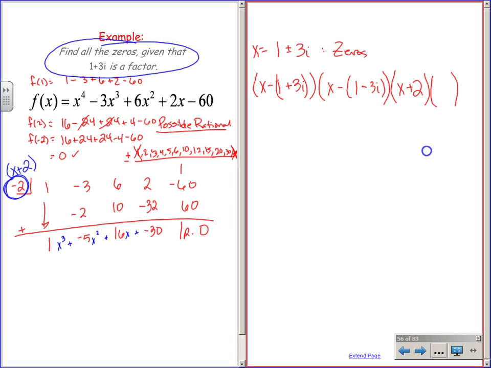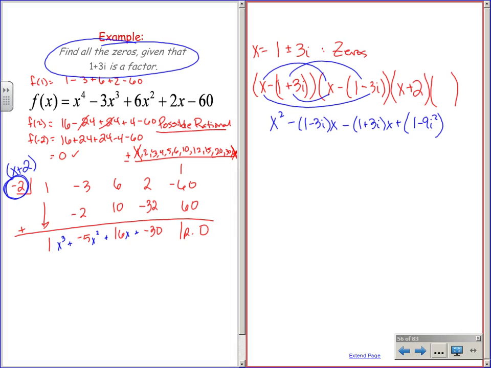What we could do with the clues is we could FOIL, and we could get x squared. We could do outer, which is kind of gross, but it'd be negative 1 minus 3i times x. Inner would be negative 1 plus 3i times x. Last would be plus, oh, it's a difference of squares, huh? 1 minus 9i squared. And then we have our x plus 2, and we don't know that guy.